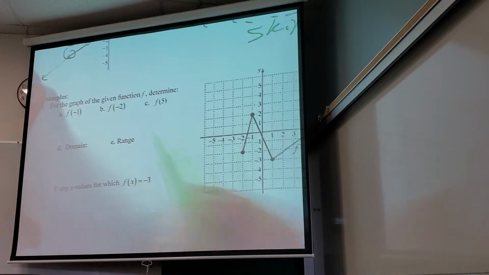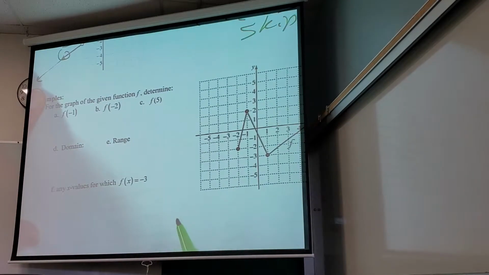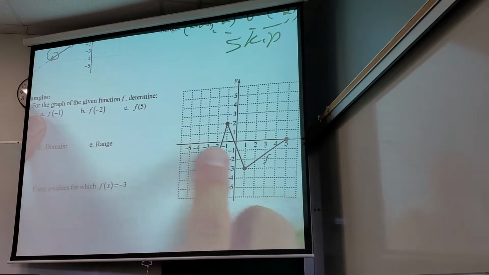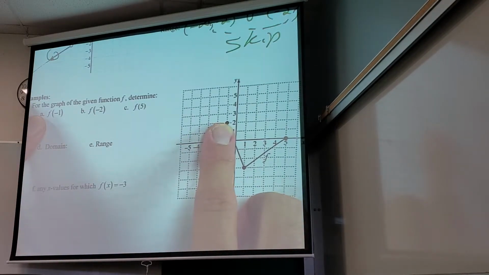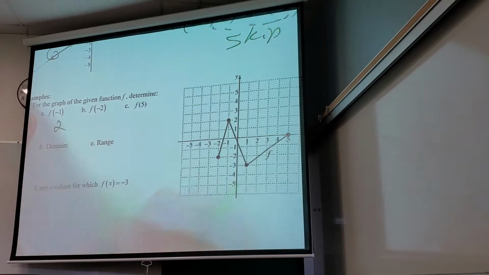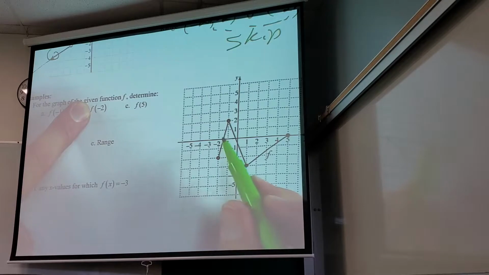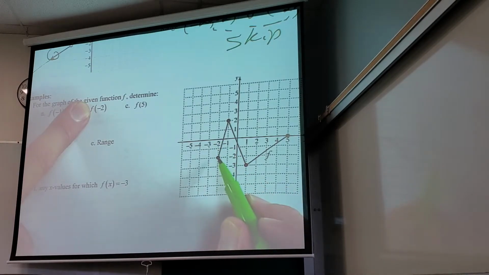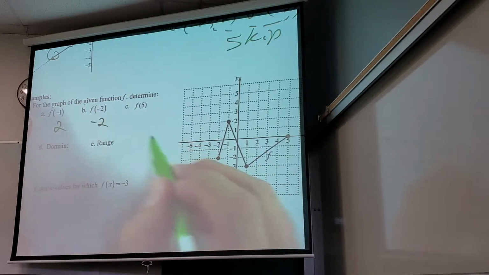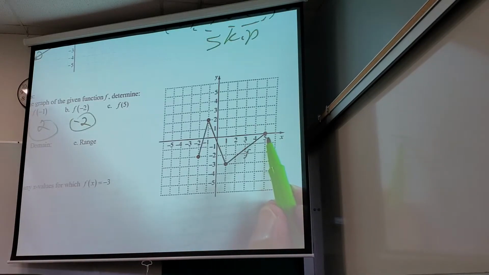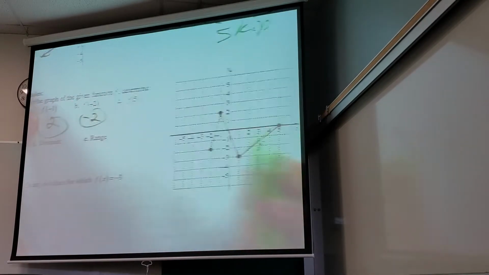This should hopefully be easy now. Would it be 2? F of -1 would definitely be 2, because that's the output for that input. F of -2 is -2, because at -2, the output is -2. And then F of 5 is 0.